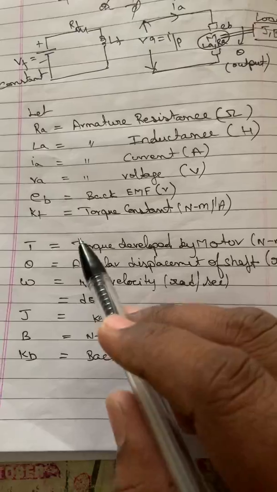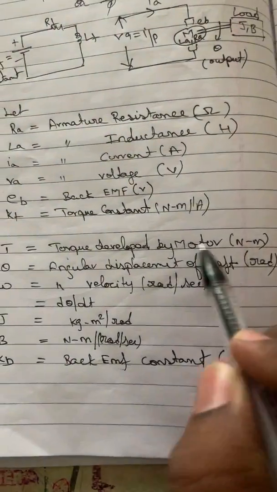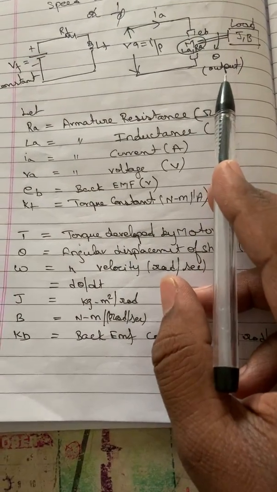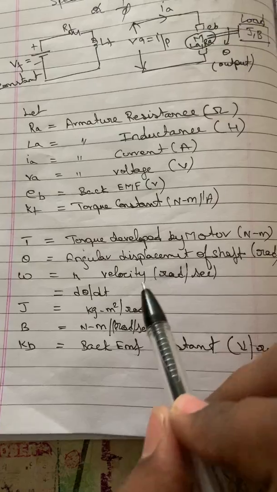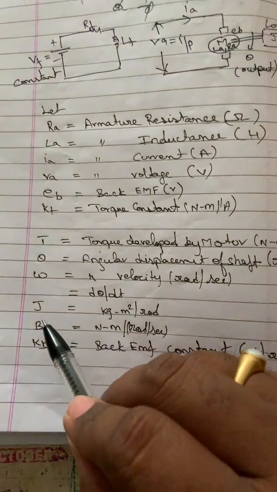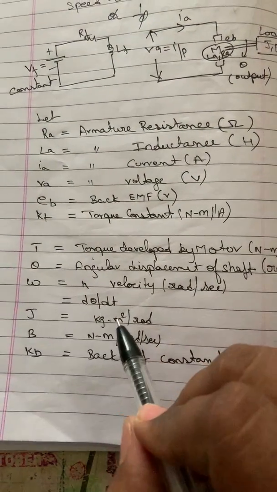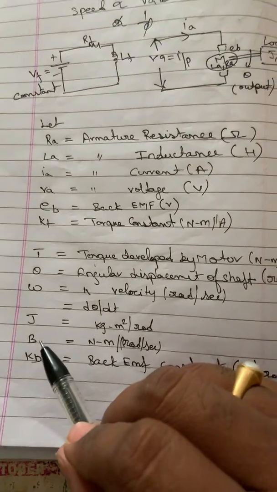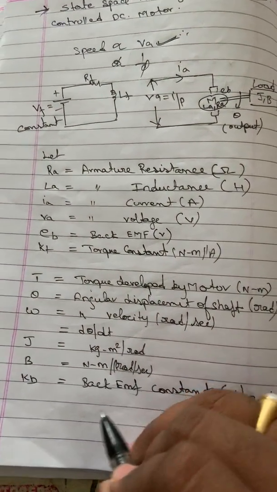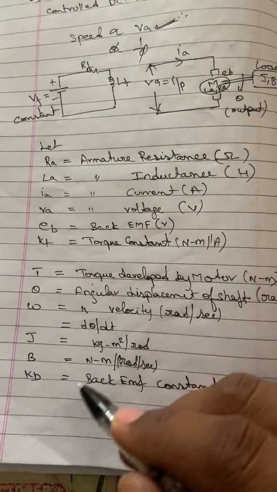And coming to the mechanical circuit, the torque developed by the motor in Newton meters, the angular displacement of the shaft, or you can also call it the output, and the angular velocity in radians per second, or you can also write omega in terms of d theta by dt. And coming to the load part, the moment of inertia J in kg meter square, the viscous coefficient B in Newton meter per radian per second, and Kb, the back EMF constant. These two constants I'll come back to later.